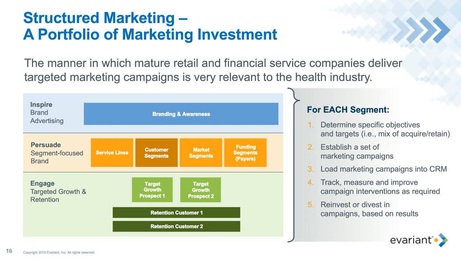So these are the 3 tiers that we're talking about. And the idea is, for every segment, to begin to have a framework for what each segment looks like, how we think about it now and over time. So it's a multidimensional model. And as you can see on the right side of the slide, for each one of these segments, you want to determine what are those specific objectives and targets. For example, what's the mix of acquisition and retention? How do you then determine what your marketing campaigns are going to be?